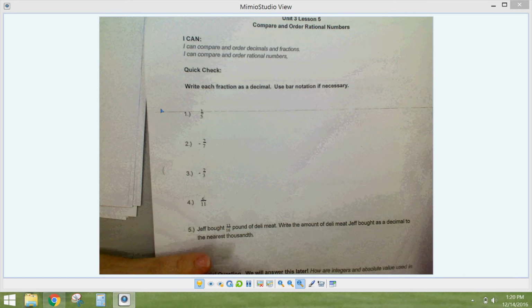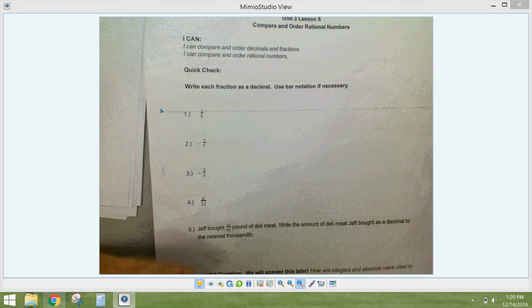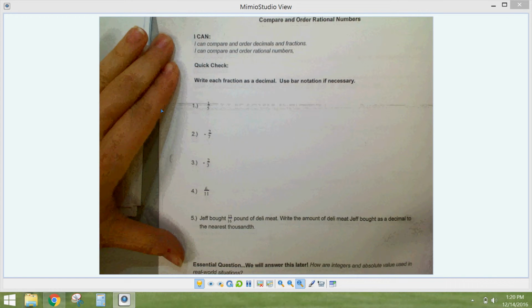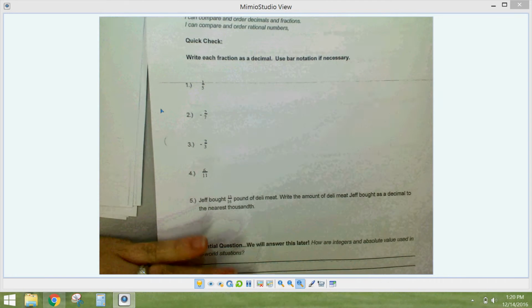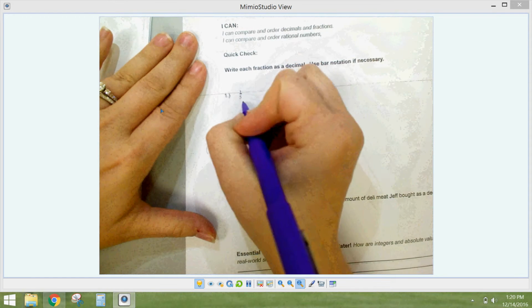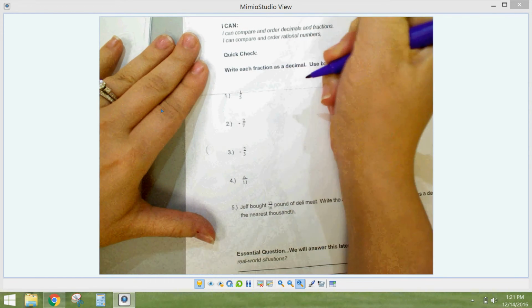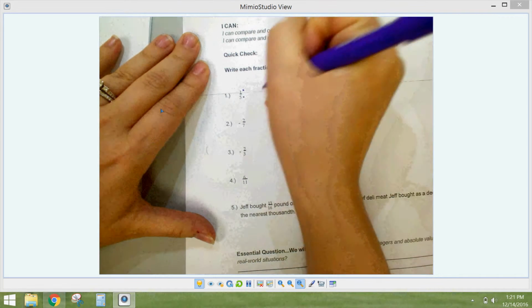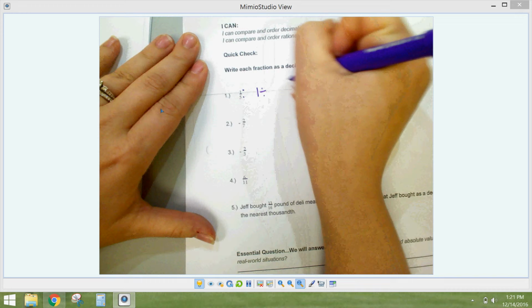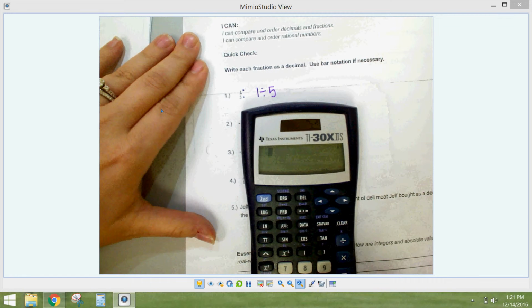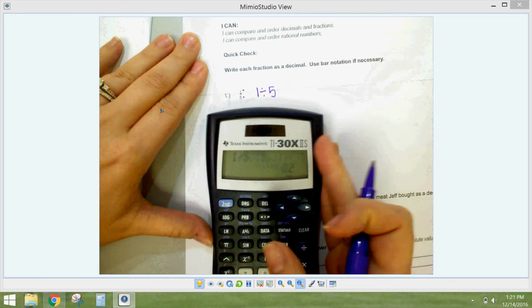Today we are going to be working on ordering and comparing rational numbers. Before we start working on the lesson for today, we are going to do a quick check from the lesson from yesterday. So, to make our fractions into decimals, we divide the numerator by the denominator. So I'm going to divide 1 by 5, and you are allowed to use your calculator. So 1 divided by 5 is 2/10.